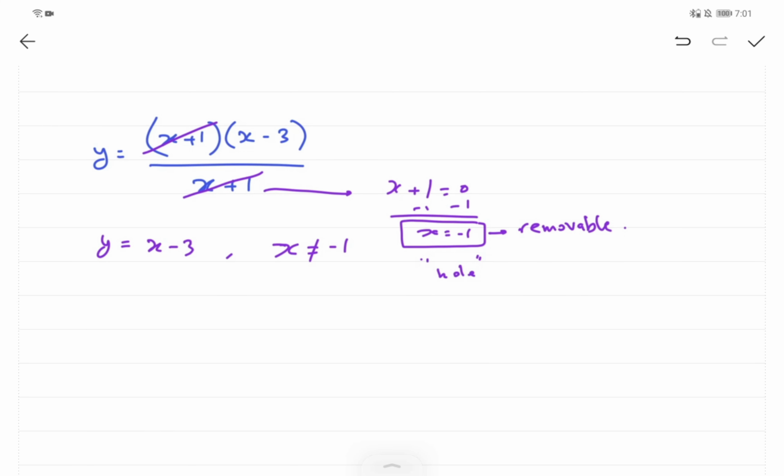So how do we graph a hole? Now, the function here is a line, but it's a special line because it comes from a rational function. So this line has a restriction. The restriction is that x can't be negative 1, so we just need to exclude this point from the graph, so there will be a hole on it.